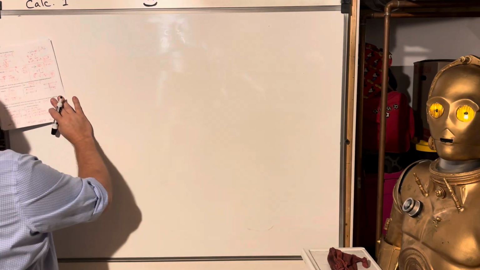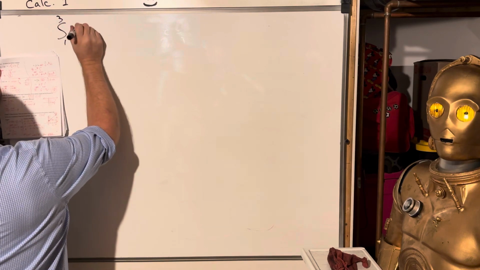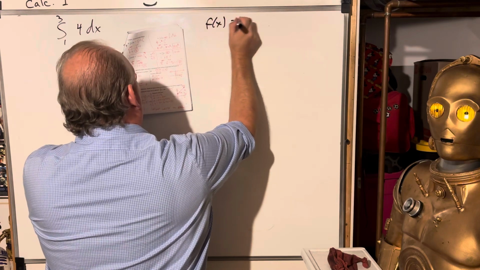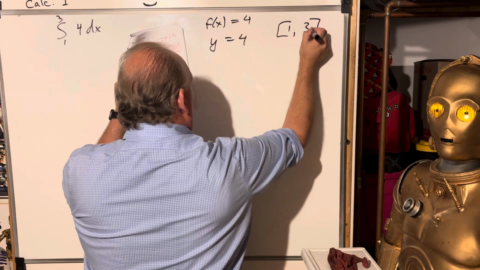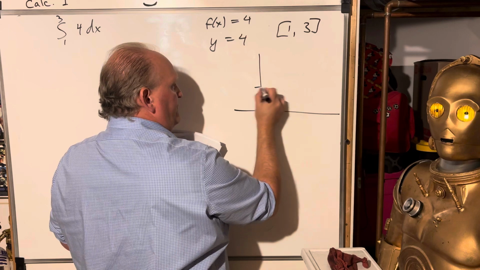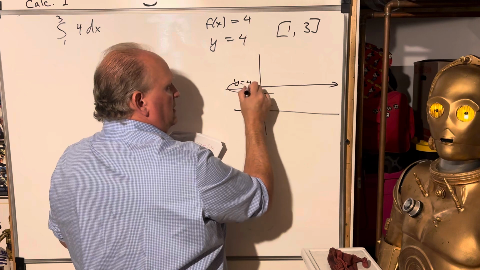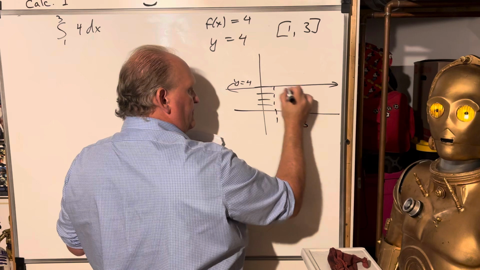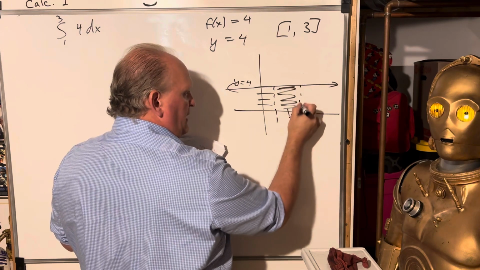All right. So what are we doing here? We got from 1 to 3 of 4 dx. So if I think about that, f of x is equal to 4, or y is equal to 4 from 1 to 3. So I really wouldn't need calculus to do this one. That's a horizontal line at y equals 4. And from 1 to 3, it's this little rectangle. That's basically 2 by 4.